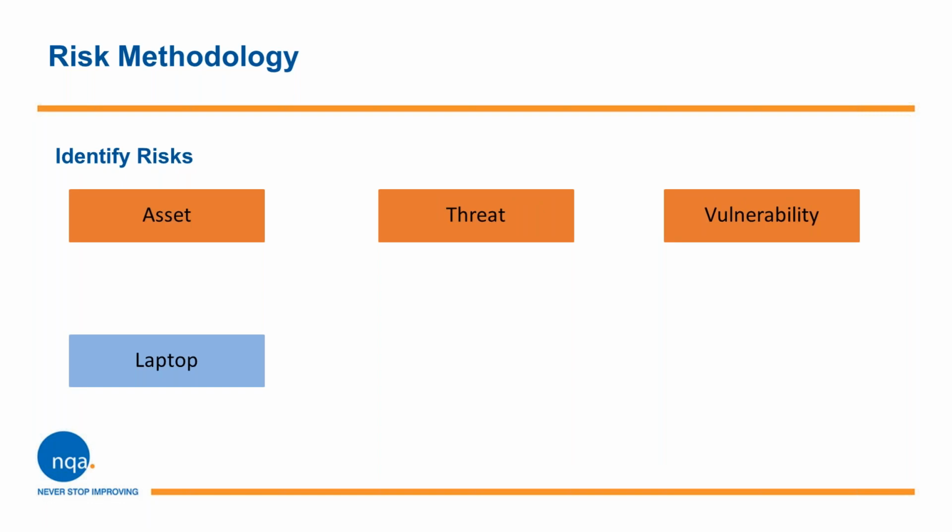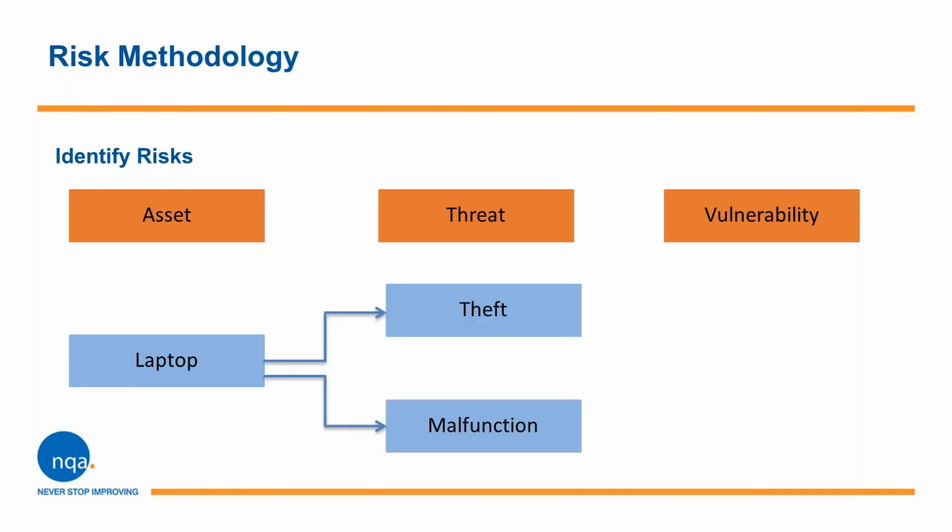So we said we're going to look at some examples. So if we just take one example of an asset, a laptop. Now, you may have numerous threats with a number of vulnerabilities, as we can see on the screen. So a laptop may have, for example, two threats, a threat of it being stolen and a threat of malfunction. So each of those threats may have numerous different vulnerabilities.